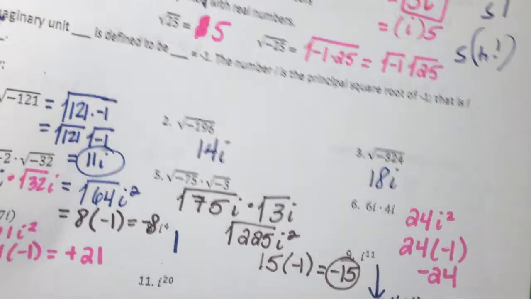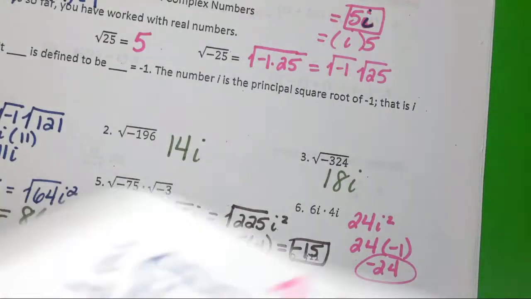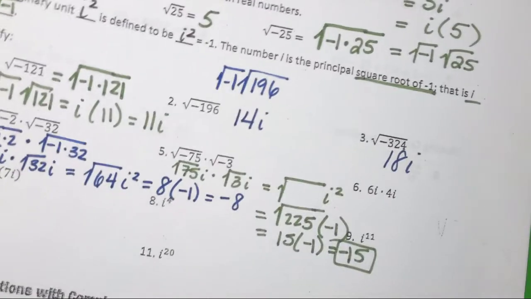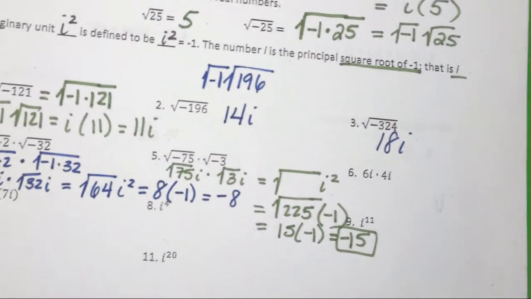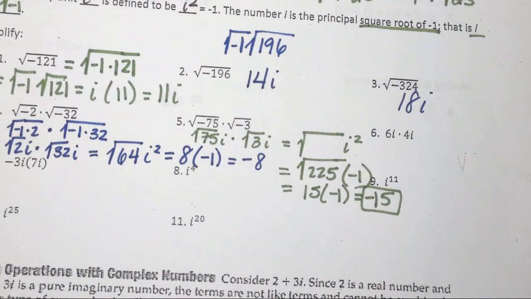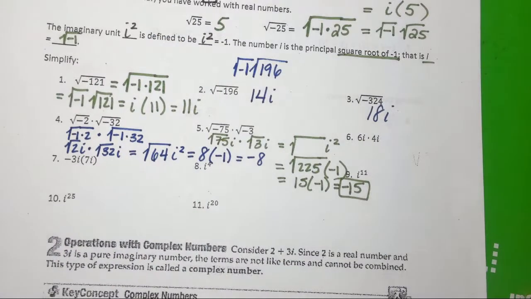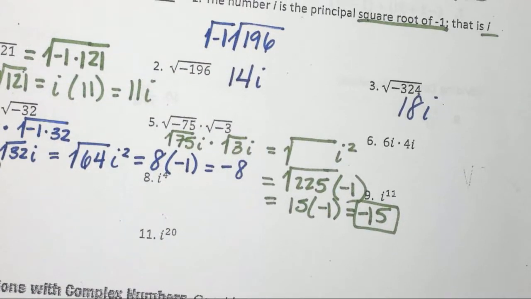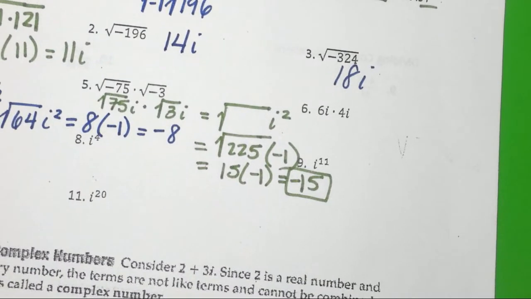Okay, so looking at your notes, 3rd period and 2nd period, you got a little further along than 1st period. So if you want to skip ahead, you can. 1st period was only on number 5 of the complex number problems. Well, actually, they're called imaginary numbers. I haven't even talked about complex numbers. So they're on number 5, so we need to do number 6. I know y'all were further along than that.